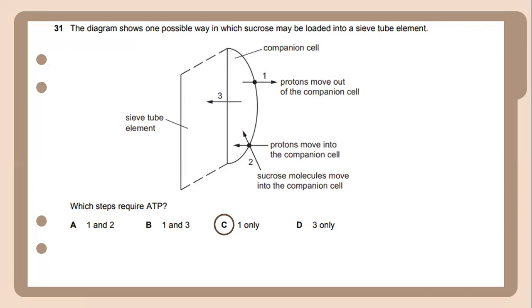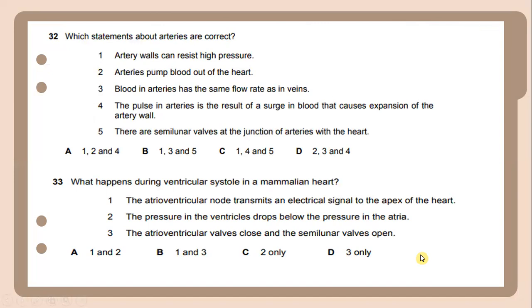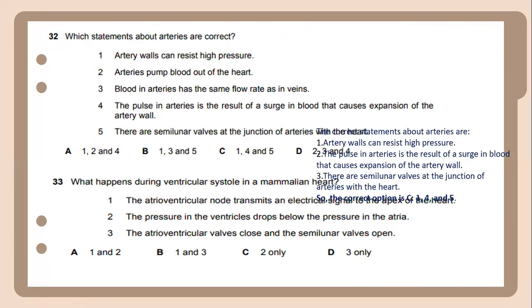Number 31, the diagram shows one possible way in which sucrose may be loaded into a sieve tube element. And the answer is protons move out of the companion cells, which indicates the step which is required by the ATP.